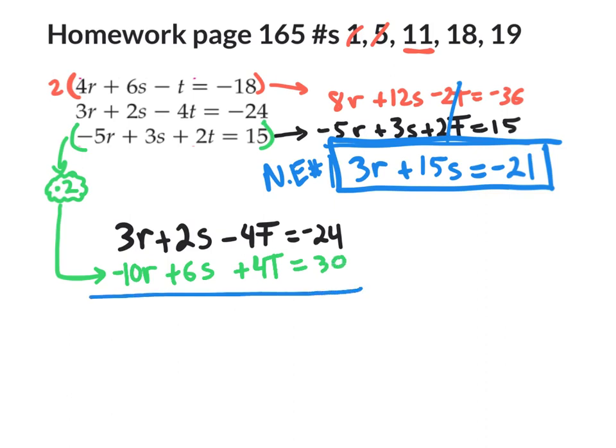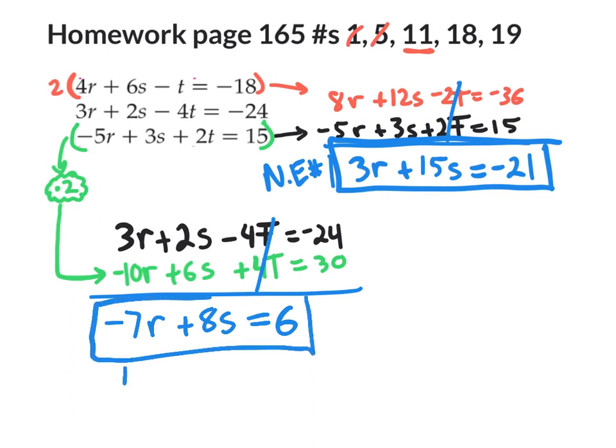And now I'm able to combine the lines. The t's eliminate. Again, it's very important that if we eliminated t's up here, I also eliminate t's down here. So now we have a new equation number 2 that reads negative 7r plus 8s equals 6. Now let's box that in. This is our new equation number 2 right up there.